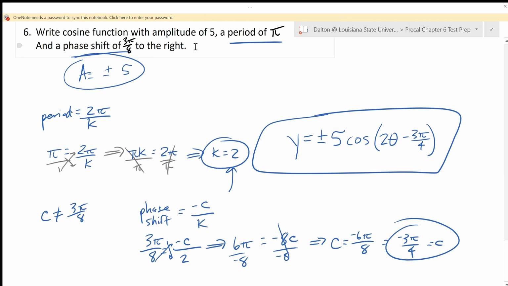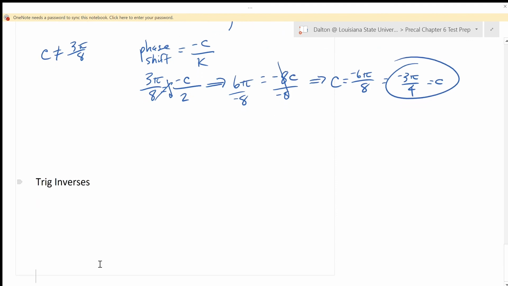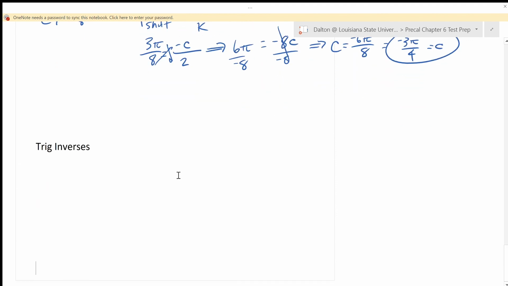Okay, the last thing I want to discuss is the short video that you watched yesterday. It's all about trig inverses. And basically, graphically, the things you need to remember is that literally your x and your y axis switch, right? Because we flip the domain and the range.